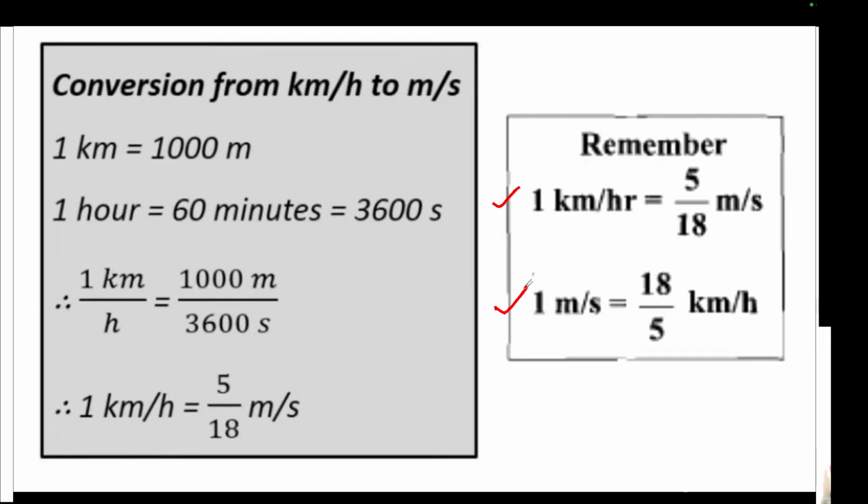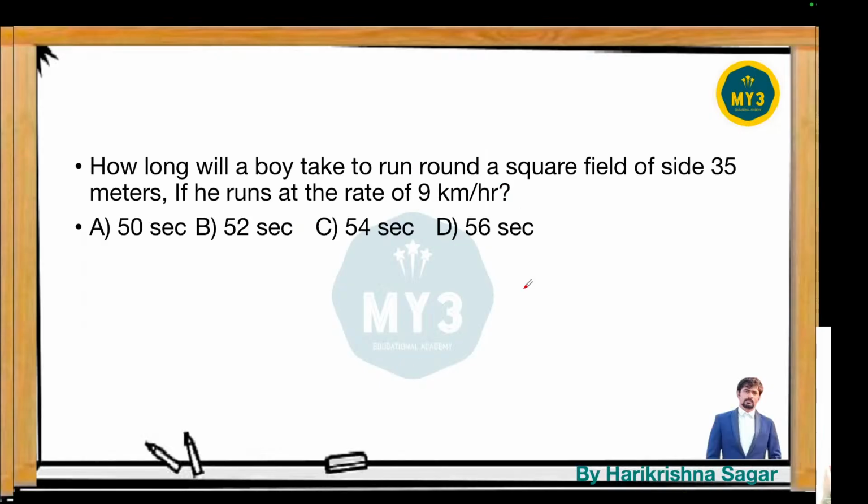1 meter per second will be equal to 18 by 5 kilometer per hour. So use this relation while you are solving the question. How are the questions given? You can observe this question.